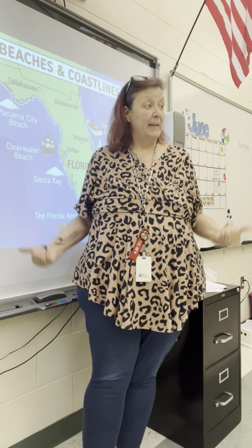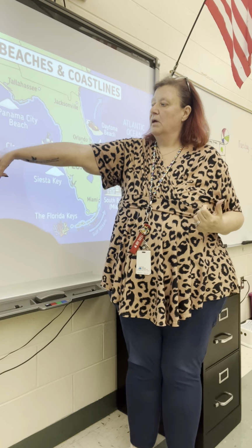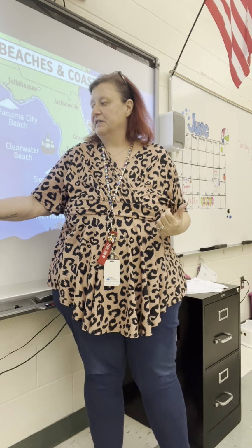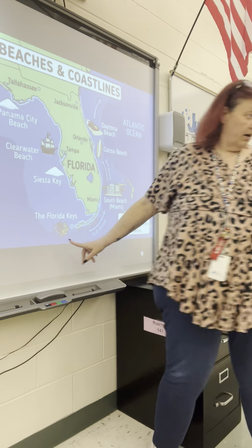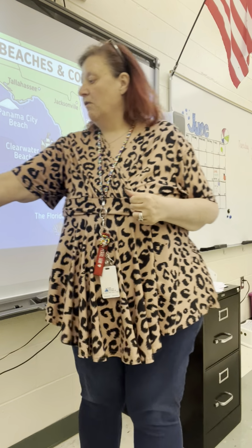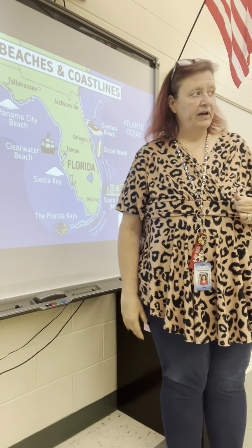And the last thing we're going to look at right here is our map key. This will tell us what the images or symbols on the map mean. So we see this symbol right here. So that symbol means that this area has sandy beaches. And we saw this image down here, which is the coral reef. So we know on the map, when we see this symbol, that that area is coral reef.